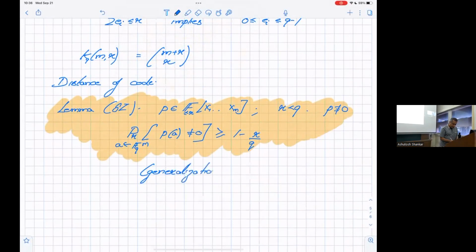In this particular special case of the lemma, the evaluation set is just all of the field. That directly follows from the degree bound, because for any point x1 to xn, the univariate polynomial is f of lambda x1 to lambda xn. And this is a degree r polynomial in lambda. So this has at most r by q fraction of zeros.